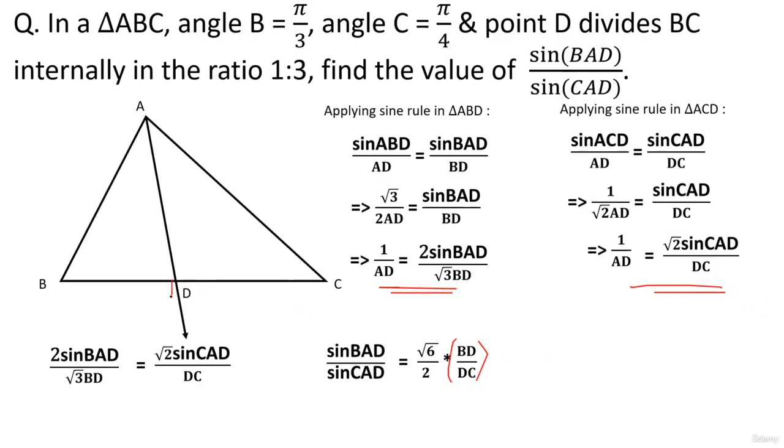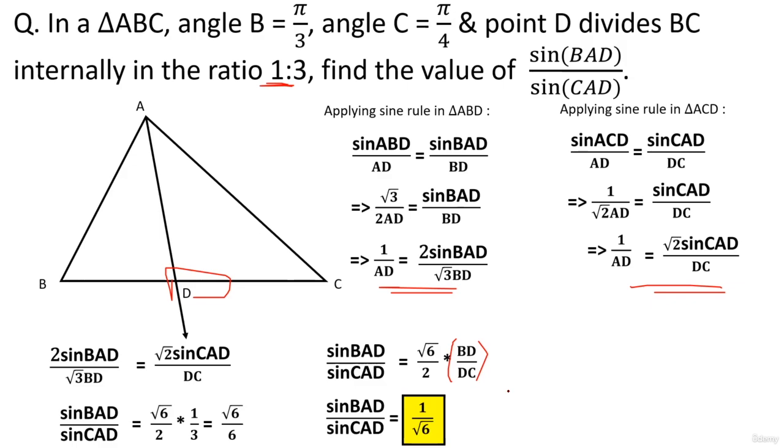Now, guys, D is a point that divides BC in the ratio 1:3. So BD by DC का value कितना हो जाएगा? 1:3 or 1 by 3. Put in that, you will get sine BAD upon sine CAD as root 6 by 6. Cancelling out root 6 ऊपर नीचे, sine BAD upon sine CAD is 1 by root 6. That is the required answer.